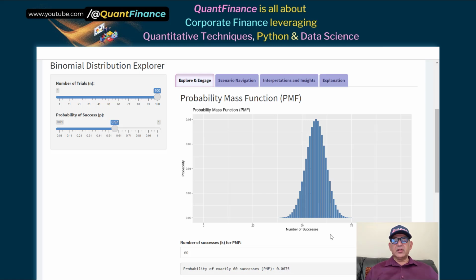So this is a very interesting app where you can choose a number of trials from 1 to 100 and the probability of success, which can go up to 1, of course, and then you can display the probability mass function, and you can get the probability of a specific number of successes from those n trials.